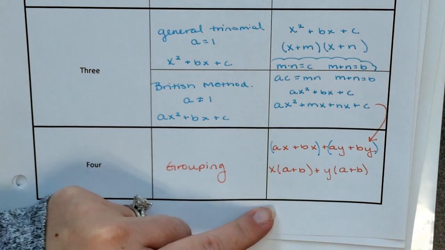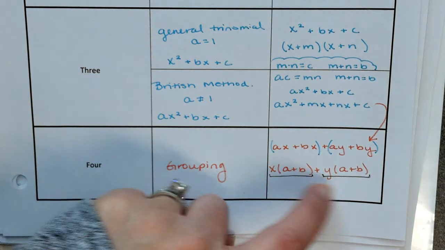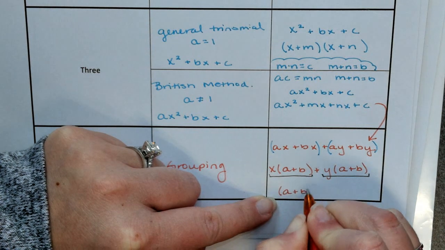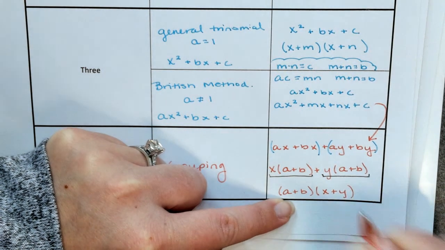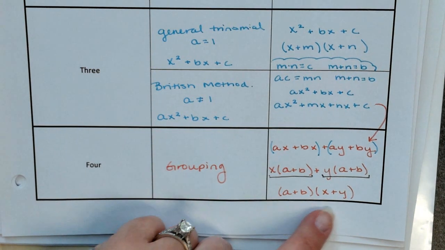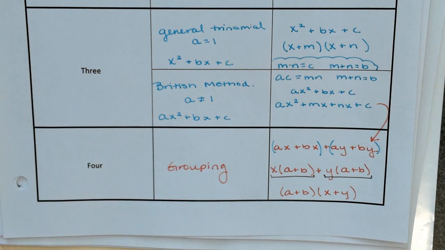So now it's like we have 1 term, 2 terms. They both have a common factor of a plus b, so we'll pull that out front. And what's left is x plus y. So you then factored it. It's now 2 factors that are multiplying, but that's how we went from a 4-term polynomial into factors. Okay. The only reason I showed you that is because if you want to learn British method, that's how you'd have to do the second part of British method.